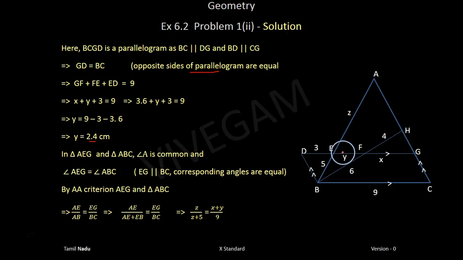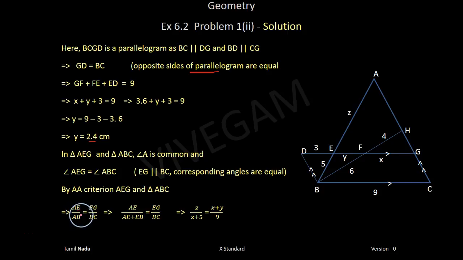Then as these two lines are parallel, angle AEG of this triangle is equal to angle ABC of this triangle. So this angle equals this angle, which means by AAA criteria, two corresponding angles of two triangles are equal. Therefore, these two triangles are similar, that is, AEG is similar to ABC. Now take the corresponding sides. AE divided by AB equals EG divided by BC.